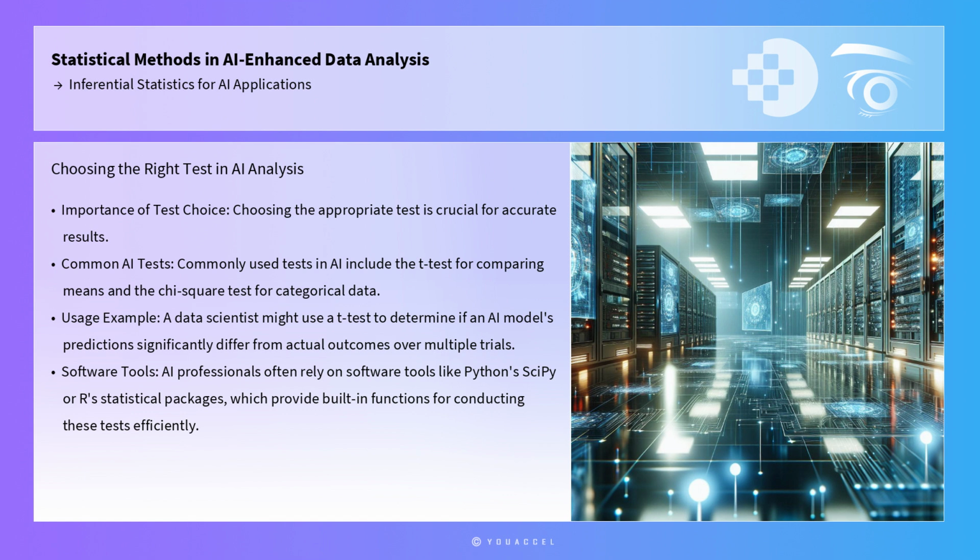Commonly used tests in AI include the t-test for comparing means and the chi-square test for categorical data. For example, a data scientist might use a t-test to determine if an AI model's predictions significantly differ from actual outcomes over multiple trials. The choice of test depends on factors such as data distribution, sample size, and whether data points are paired or independent. In practice, AI professionals often rely on software tools like Python's SciPy or R's statistical packages, which provide built-in functions for conducting these tests efficiently.